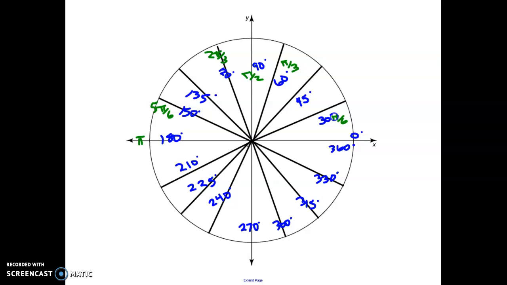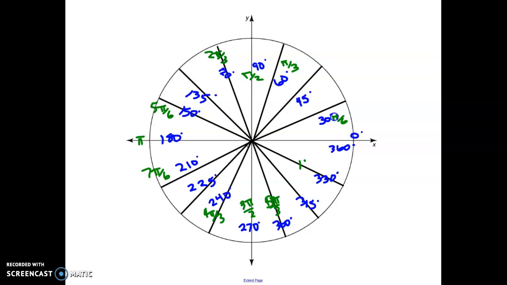Keep going. After 6 pi over 6 would be 7 pi over 6, then 8 pi over 6, but 8 pi over 6 can be reduced to 4 pi over 3. 270 then would be 9 pi over 6, but 9 pi over 6 can be reduced to 3 pi over 2. After 9 pi would come 10 pi, so we have 10 pi over 6, but 10 pi over 6 can be reduced, I should say 5 pi over 3. Again, 10 pi over 6 gets reduced to 5 pi over 3.